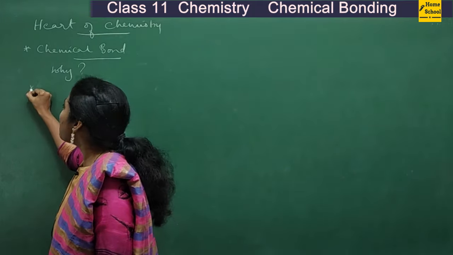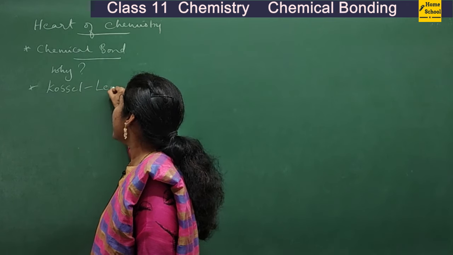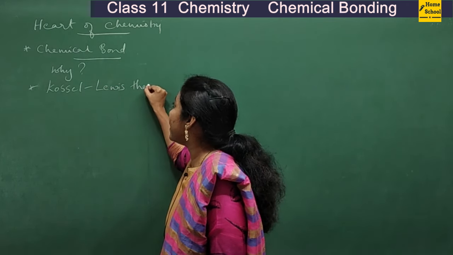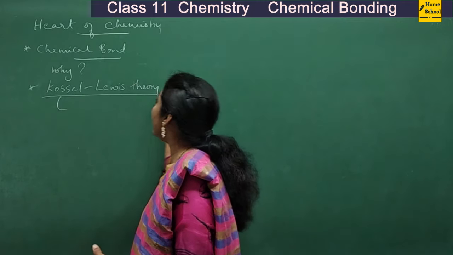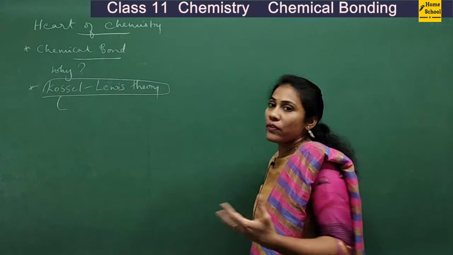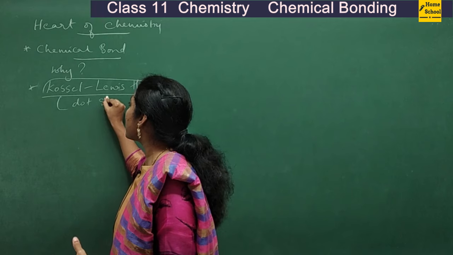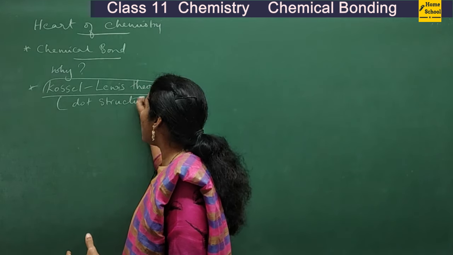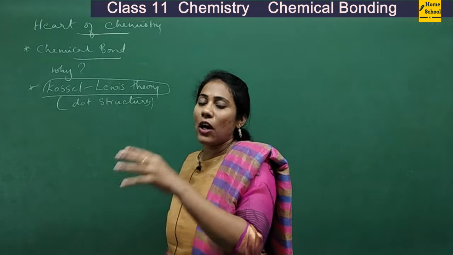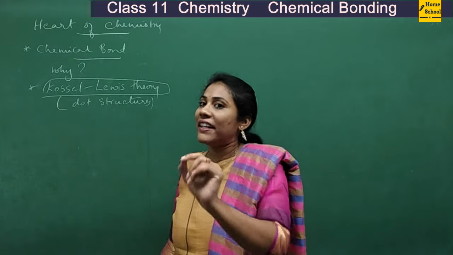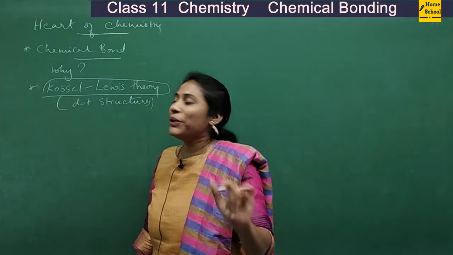Okay, and that was beautifully explained by the Kossel and Lewis theory. So initially you have a very basic theory, the Kossel and Lewis theory, right? And in today's class, I am going to cover the entire details about the Kossel-Lewis theory, okay? You need to know how to draw dot structures, Lewis dot structures, for some molecules. I'm going to tell you a super trick to draw the dot structures easily. You will never find it difficult once you learn this trick. So wait for the concept and watch the video till the end.